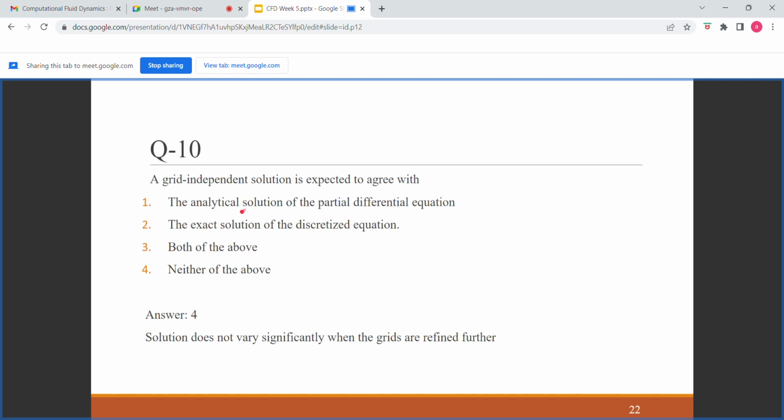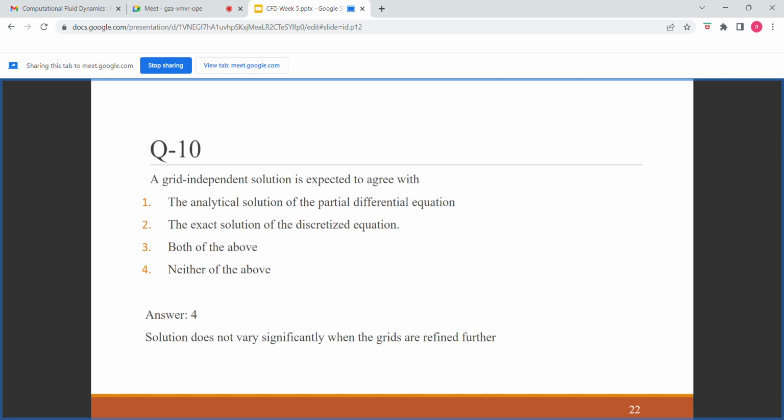So the first statement and the second statement are both basically wrong. A grid independent solution is not expected to agree with the analytical solution of the partial differential equation or the exact solution of the discretized equation. So basically, neither of the above is the correct answer. These are all the 10 questions that were asked in the assignment problems in week 5.